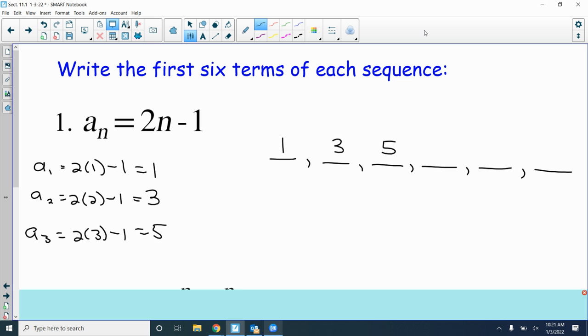So what do you get for 4? Plug in 4, you get 7. What do you get for 5? You get 9. And then you get 11. 7, 9, 11. Can you tell me the 150th term?